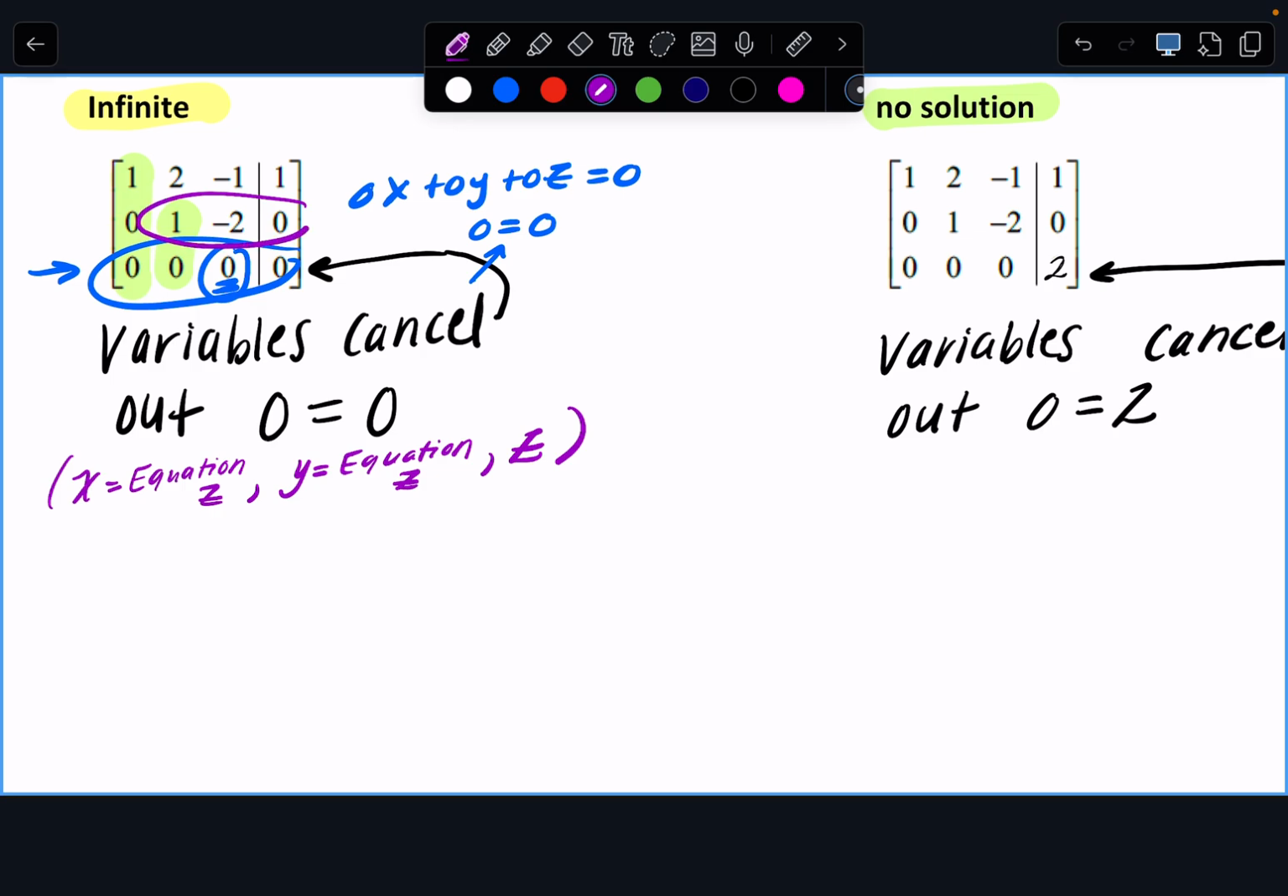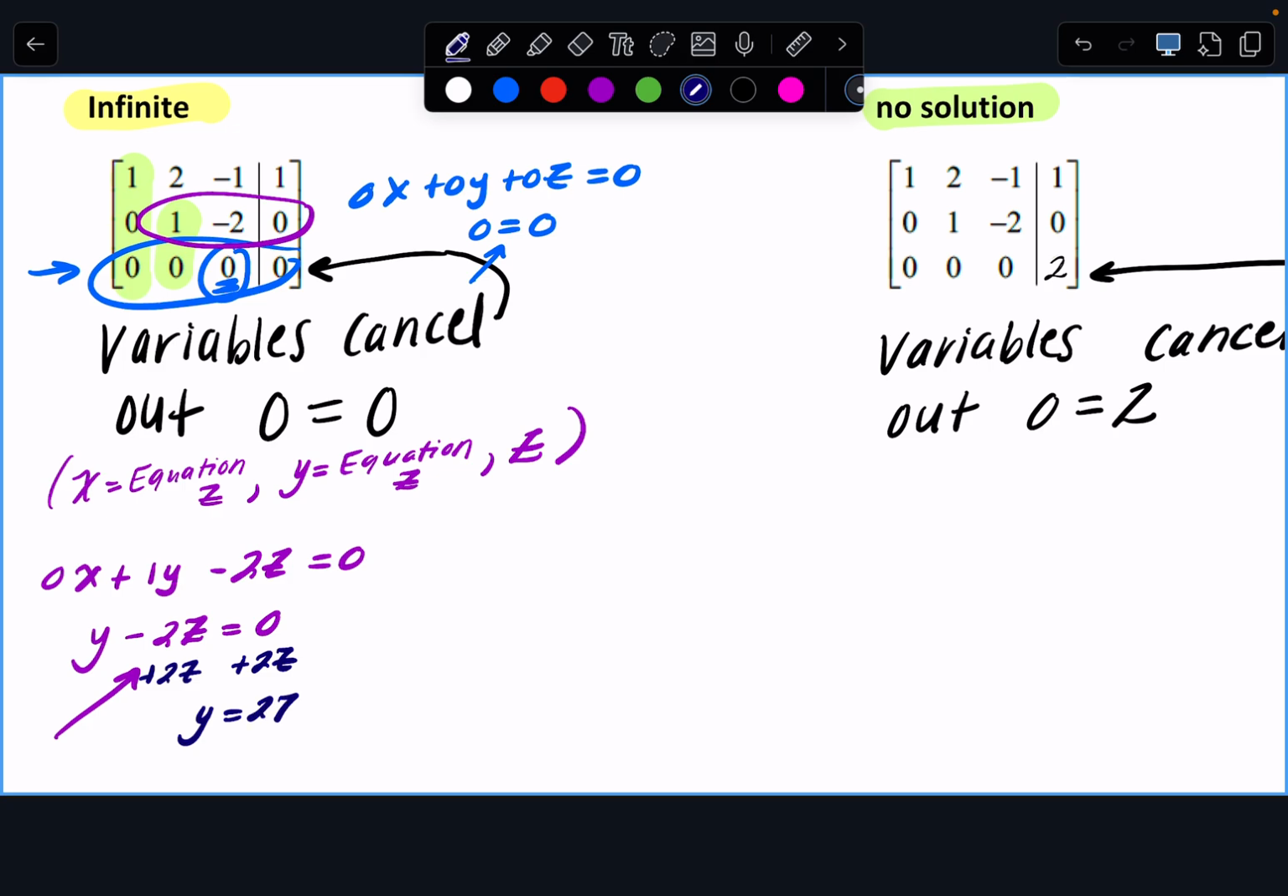But look at the next statement. Let's write what that says. 0x plus 1y minus 2z equals 0. So that would be y minus 2z equals 0. Can you guys get y by itself and have it be an equation with z's in it? Yeah. Add 2z. So you have y equals 2z. Cool. So we now know it needs to be x equals an equation with z. We have y equals 2z, and then z gets to stay z.